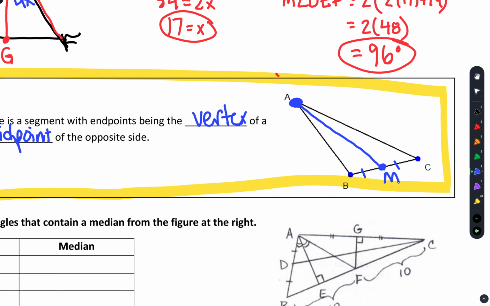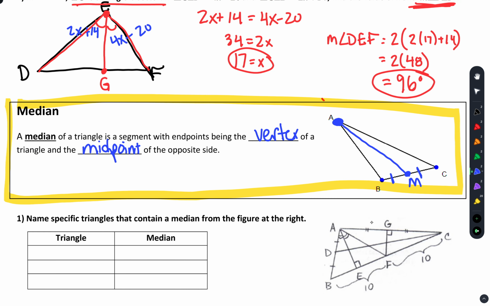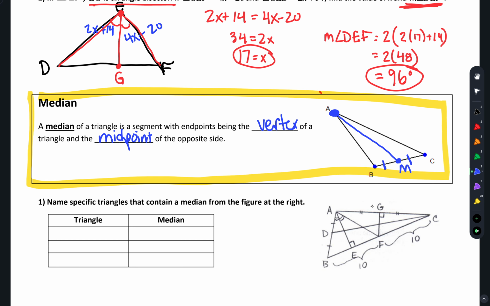Again, notice it's starting at a vertex. It's cutting that side in half. I know nothing about angles when I'm talking about a median. The only thing I know is that this base is cut in half. So kind of like the opposite of an angle bisector, right? Angle bisector, we only know angles. Medians, we only know about the sides. One way that I remember, median, midpoint, they both start with an M. That's what I always think of.